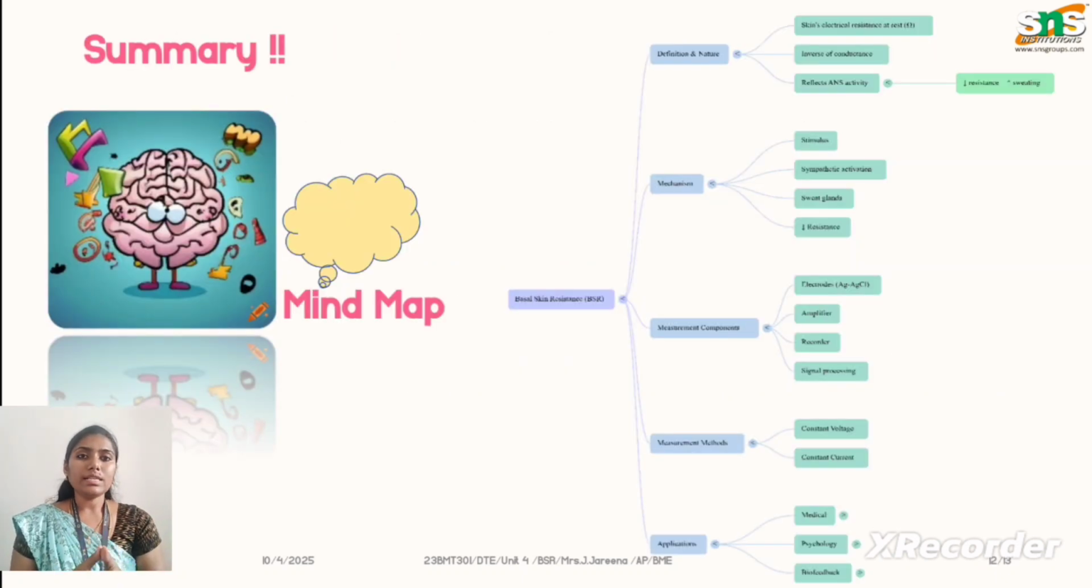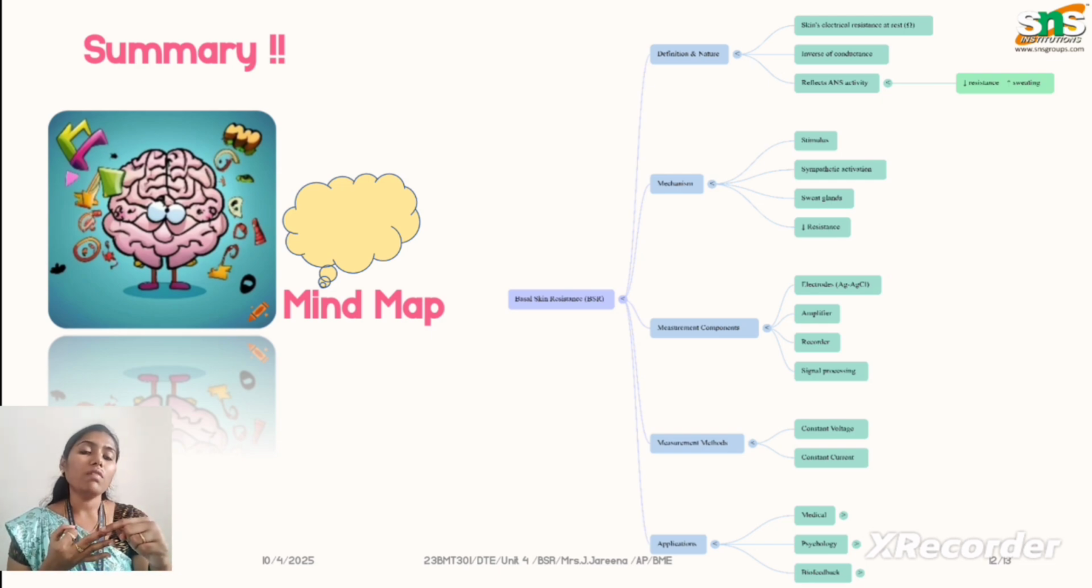Finally, the summary of today's topic is that today we discussed what is meant by BSR. First we covered the basic concept and nature of the BSR: how it works and what the definition is. Then we moved on to the physiological mechanism, that is the working principle of the BSR: how this basal skin resistance varies when sweat glands get activated, and how it is related to the autonomic nervous system.